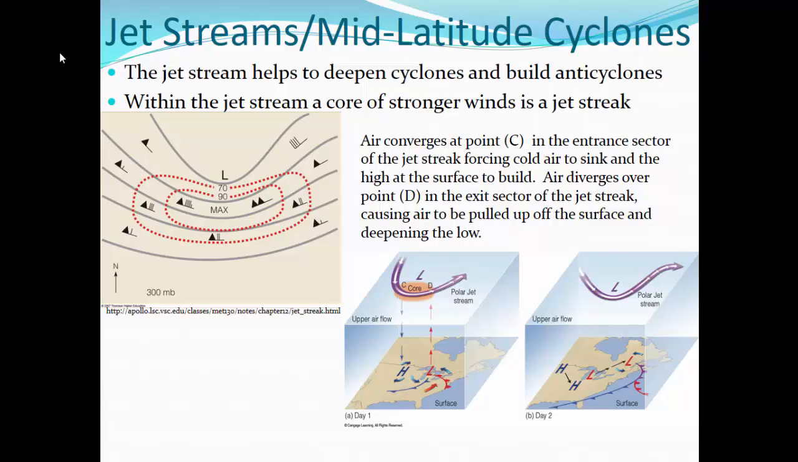And so air converges at point C in the entrance sector, forcing cold air to sink and the high at the surface to build, so the anticyclone at the surface to build. And then air diverges over point D in the exit sector of the jet streak, causing air to be pulled up off the surface and deepening that low, or deepening that cyclone at the surface.